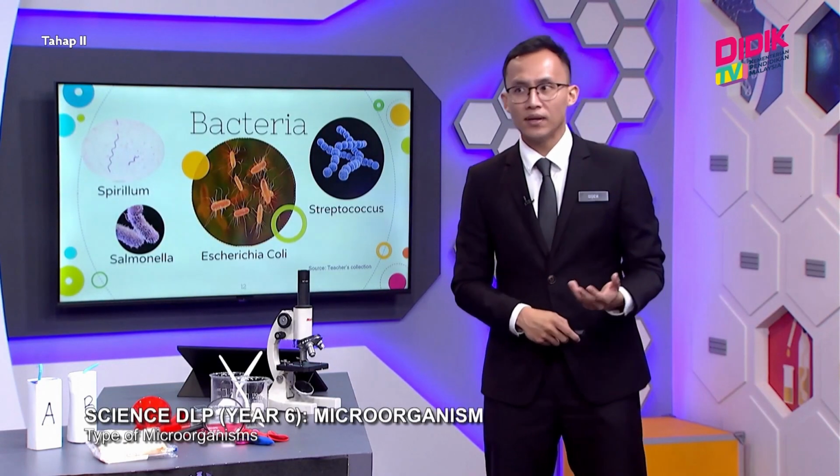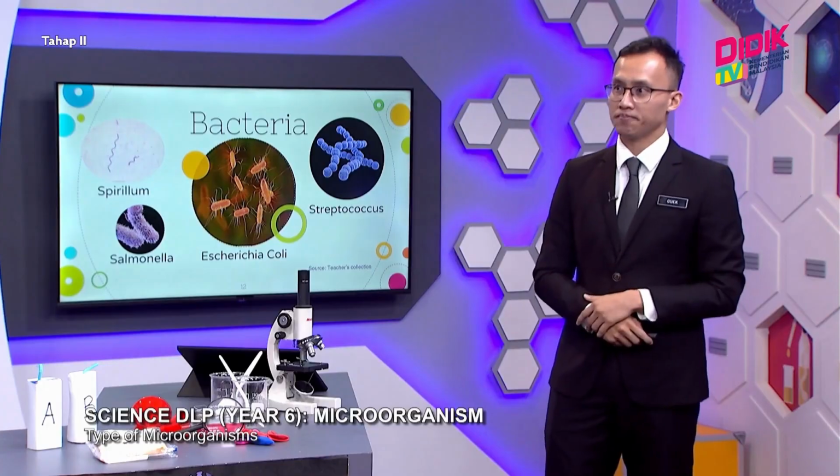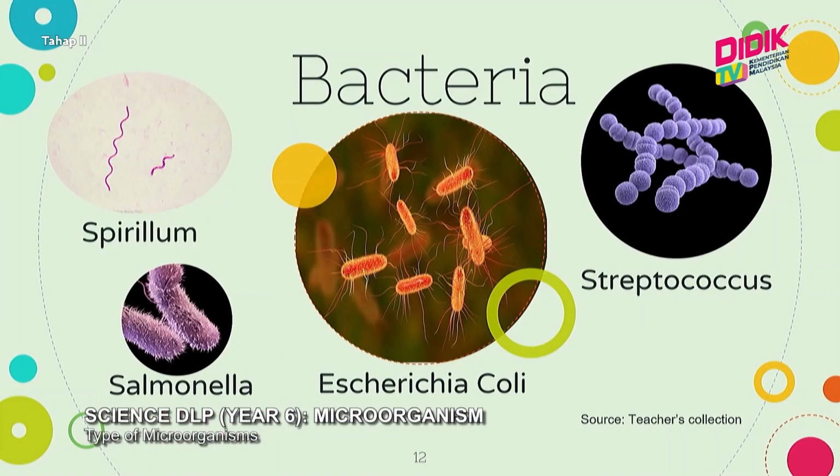So these are some examples of bacteria. We have the Streptococcus, which is spherical. And then we have the Spirillum, which is in a spiral shape. Looks like a noodle, right? Yes, the springy noodle. And also we have two famous bacteria which are not so good for humans, which are the Escherichia coli and the Salmonella.